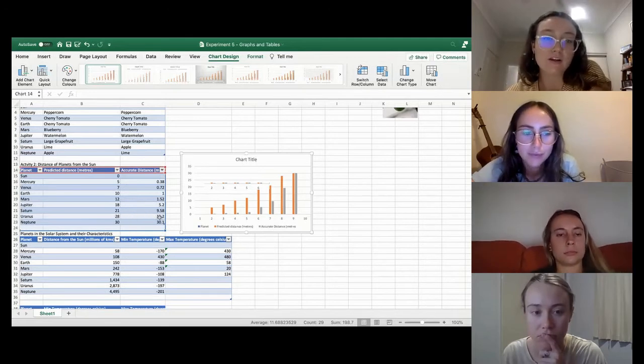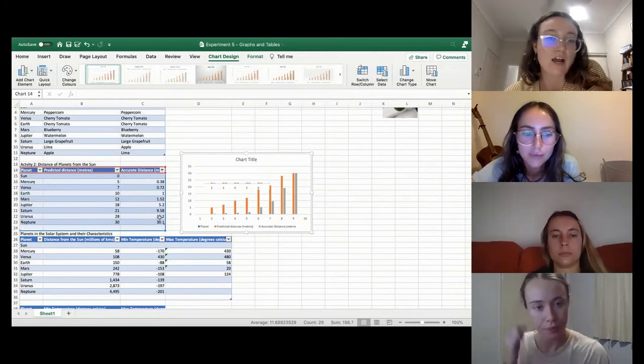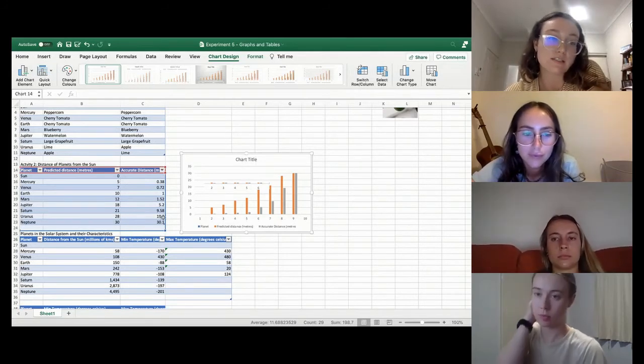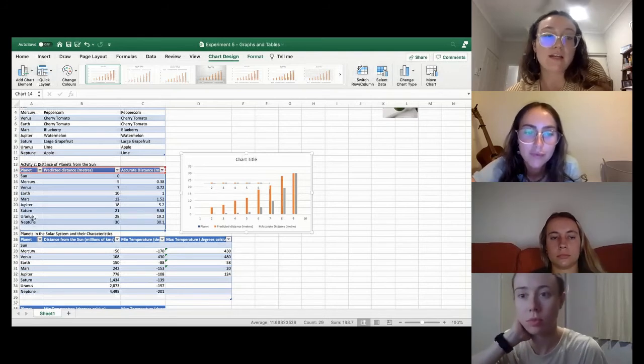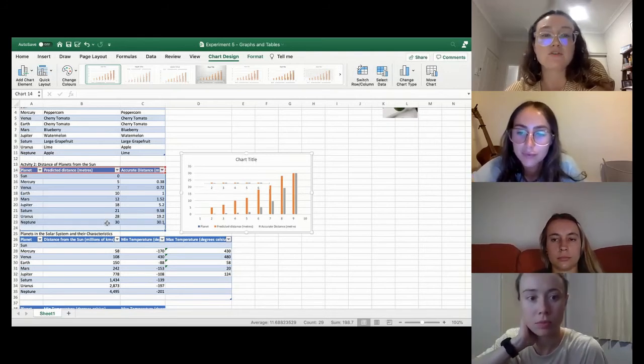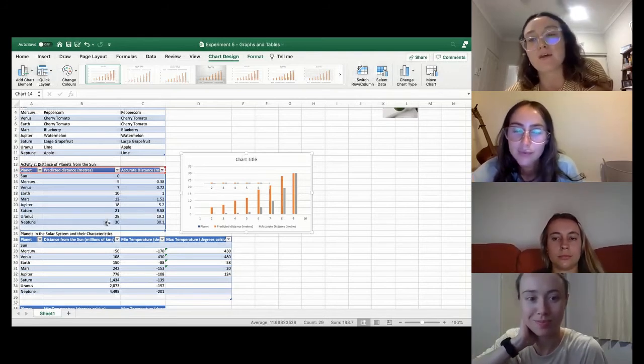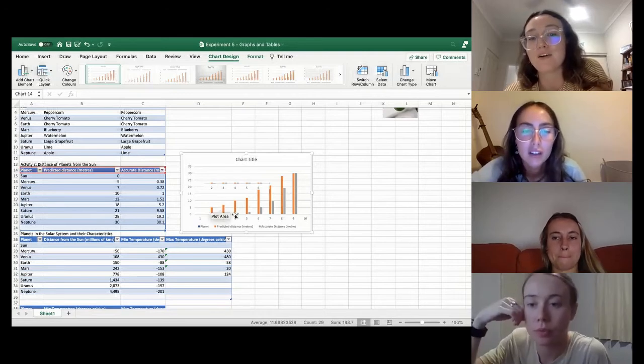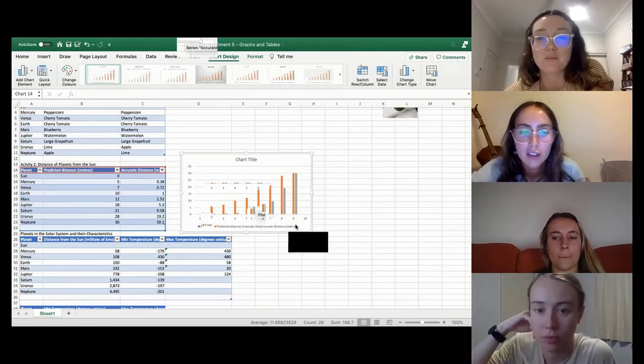Then as we kind of got further out, we did get closer. So 19.2 is the actual distance versus 28 for Uranus. And then Neptune, we already knew that would be 30. But we were low on all of them, which is quite interesting.